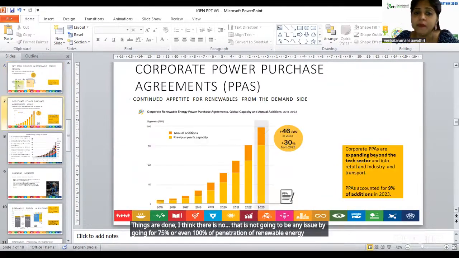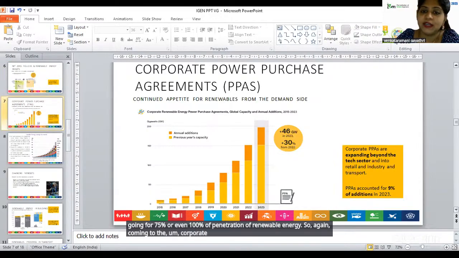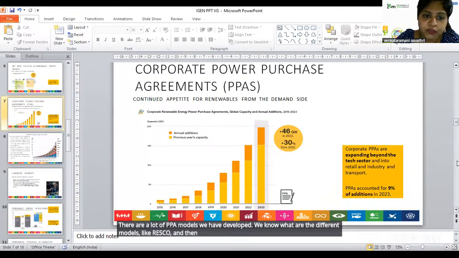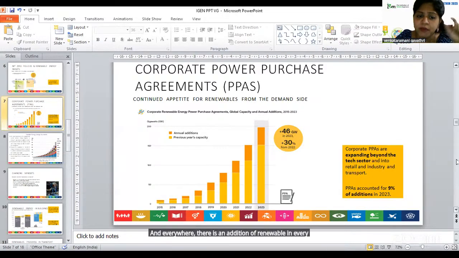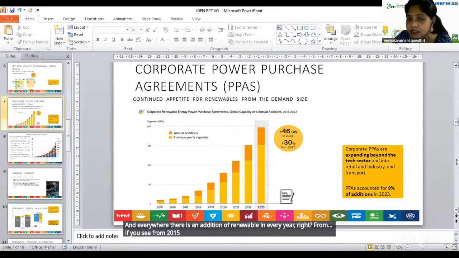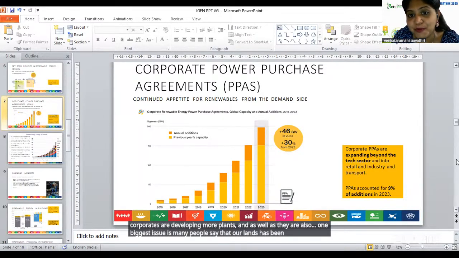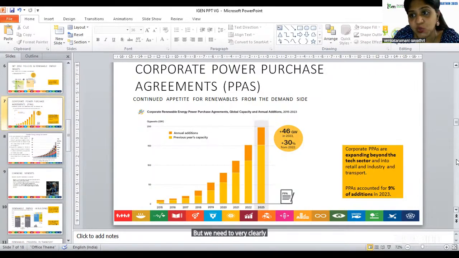So again, coming to the corporate power purchase agreement, of course, there are a lot of PPA models we have developed. We know the different models like RESCO and the CAPEX model. Different models are there. And everywhere there is an addition of renewables every year, right? If you see from 2015 to 2023, a lot of addition has happened. So the corporates are developing more plants. One biggest issue is many people say that their lands have been grabbed for solar installation or something like that. But we need to clearly understand that underutilized and unutilized lands have been taken. It's not agricultural land.